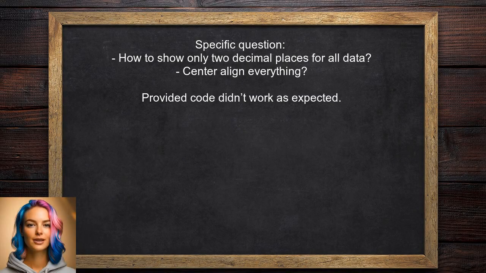Here's the specific question we're addressing today. One user asked how to show only two decimal places for all data in their table and center align everything. They provided some code, but it didn't work as expected. Sound familiar? Let's dive into this.